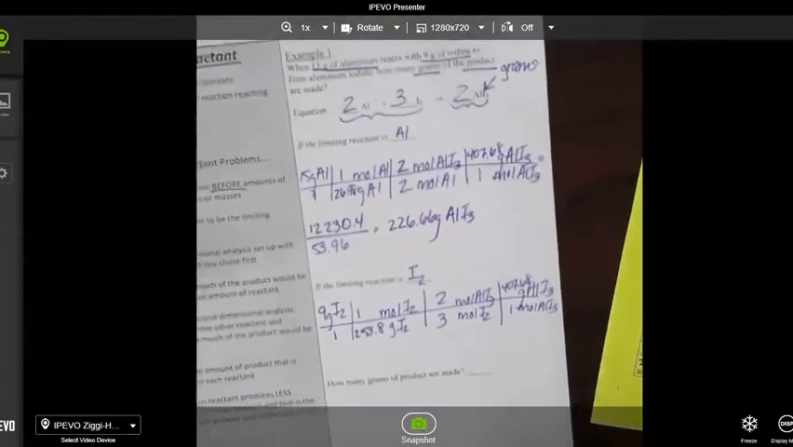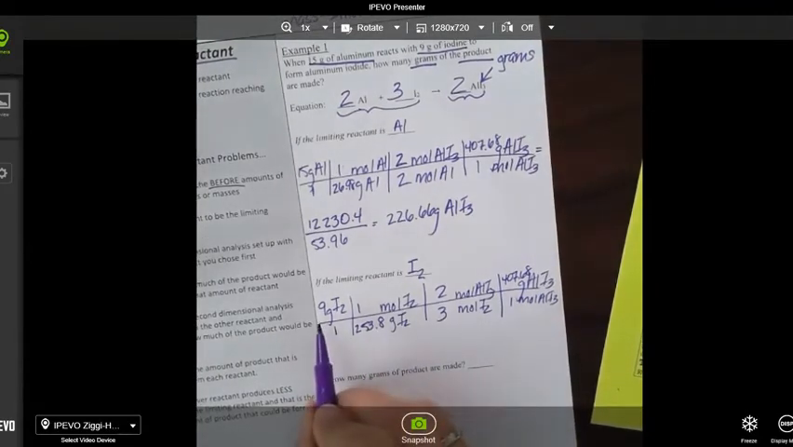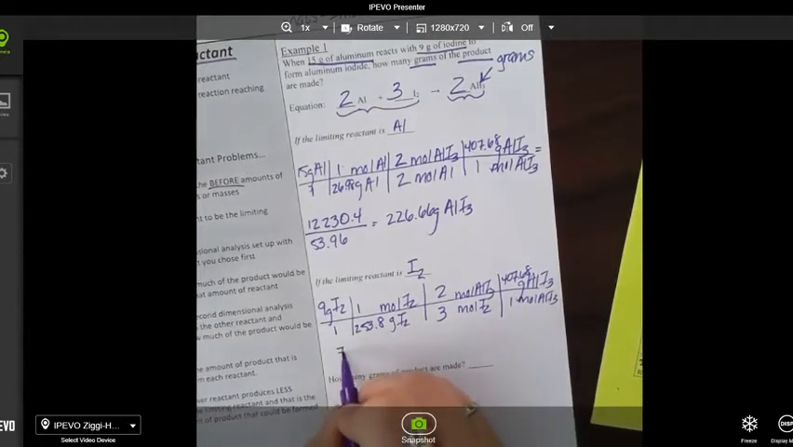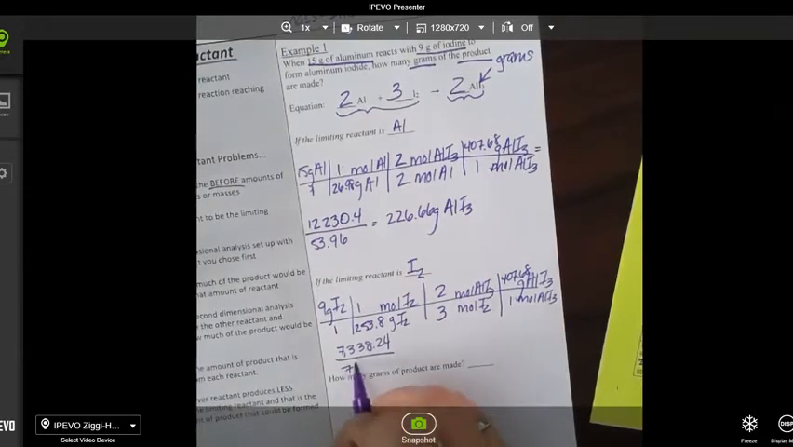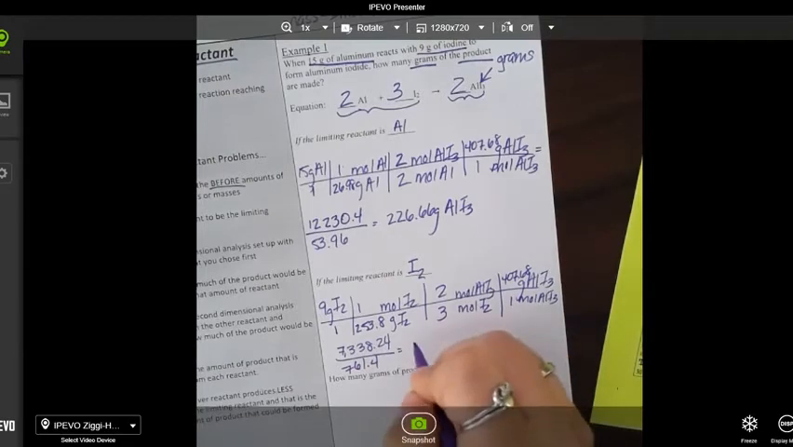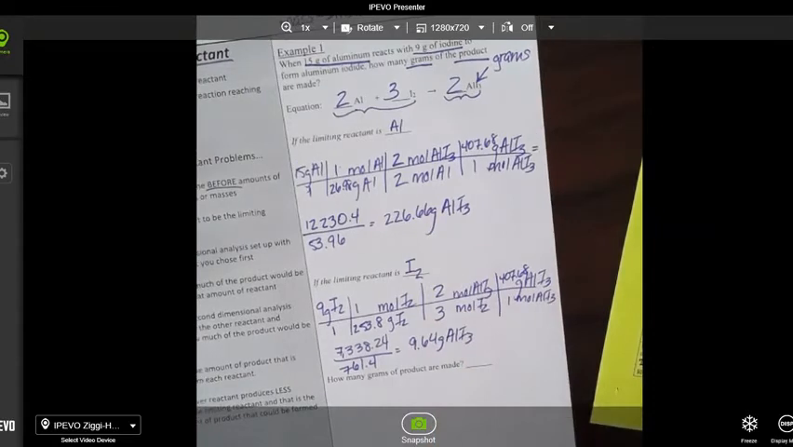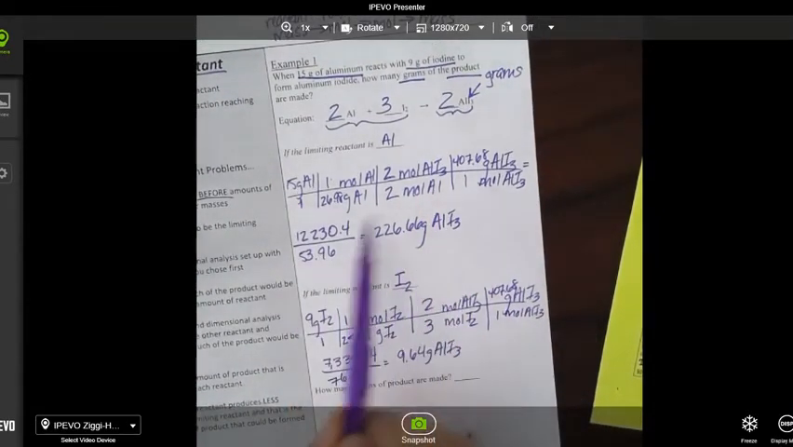All right, so now I need to figure out how many grams of AlI3 I'm going to get from this. So if I do 9 times 1 times 2 times 407.68, I get 7,338.24. And if I do 1 times 253.8 times 3 times 1, I get 761.4. If I do this number divided by this number, I get 9.64 grams of AlI3.